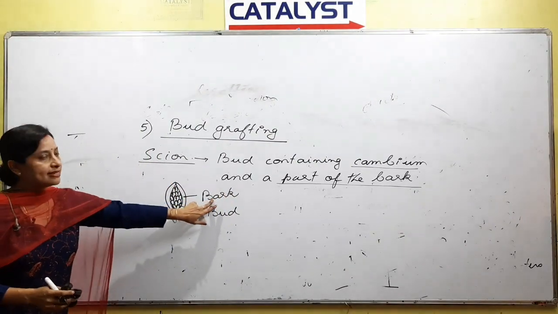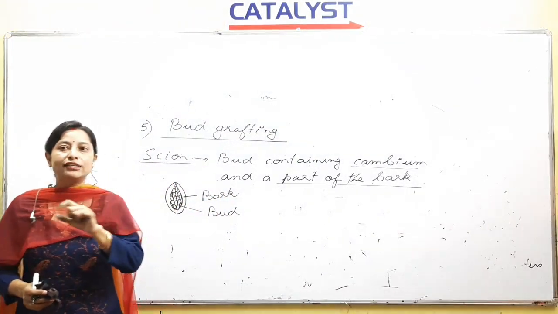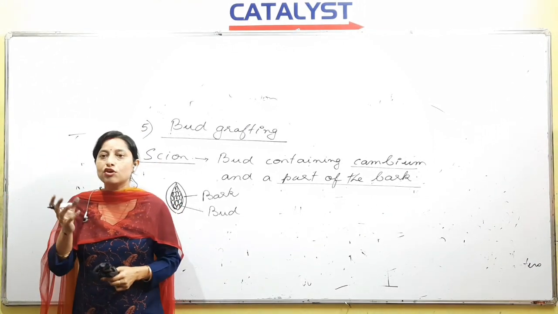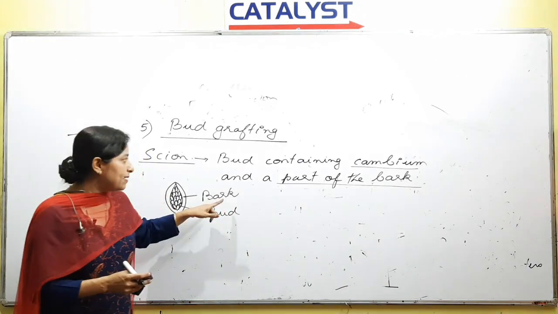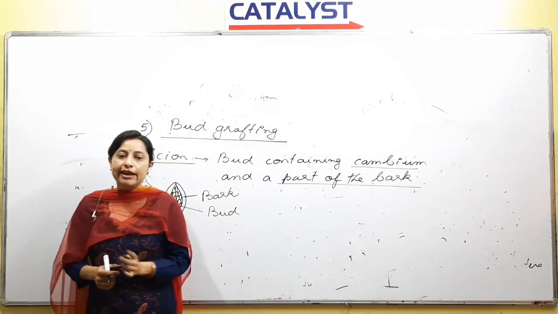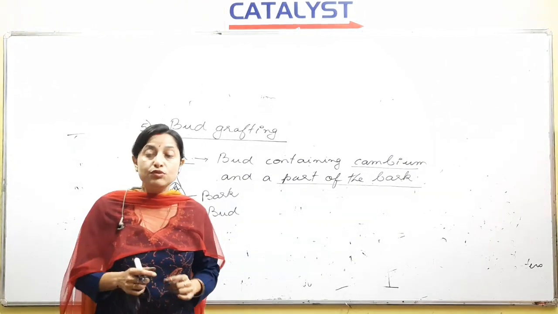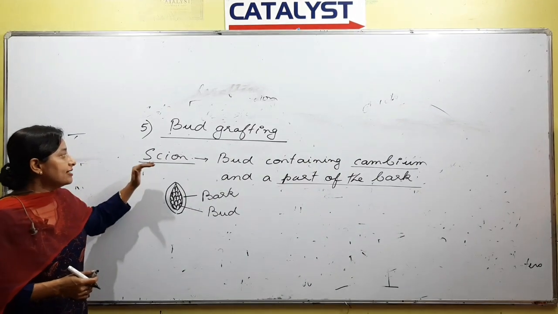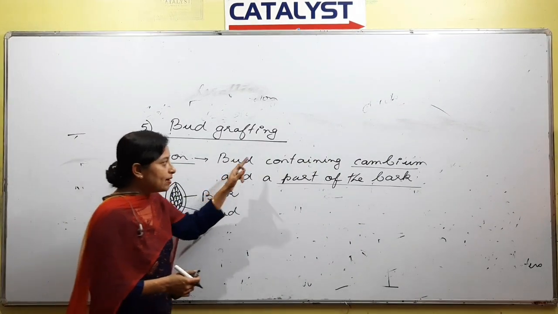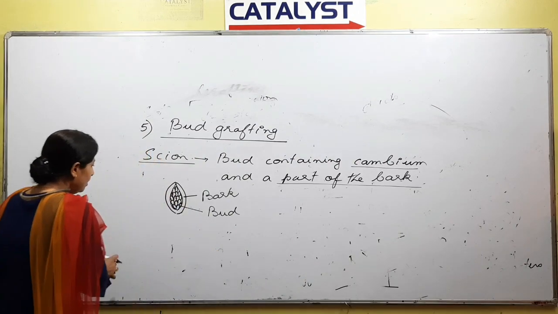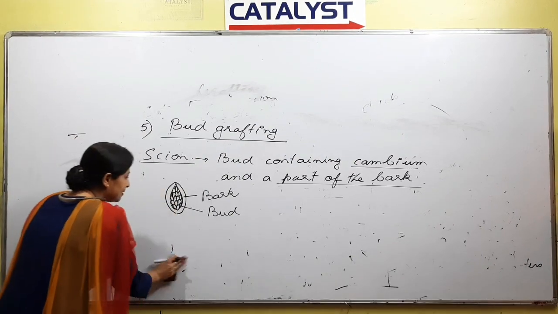So whichever tree's bark, you bring that bud, but it will not do to bring the bud alone. A portion of the bark must be there, and in that bark portion the cambium must be there, because we know if you are going for grafting, then without cambium grafting can never happen, right? So in case of bud grafting, scion is a bud and this bud contains cambium and a part of the bark. So how do you go for this type of grafting?